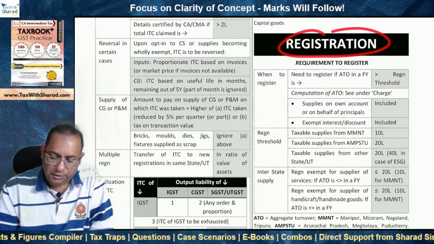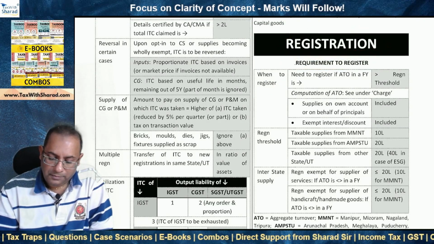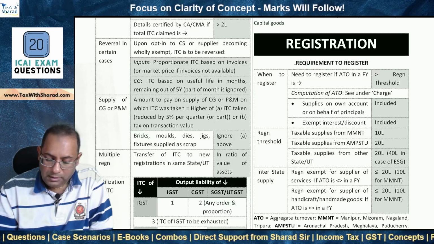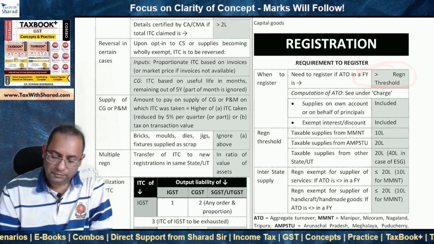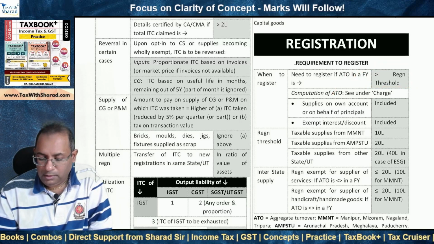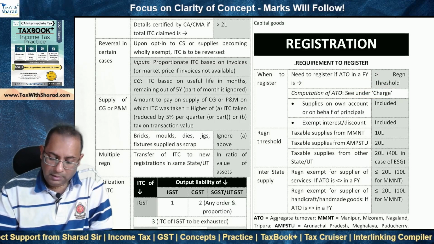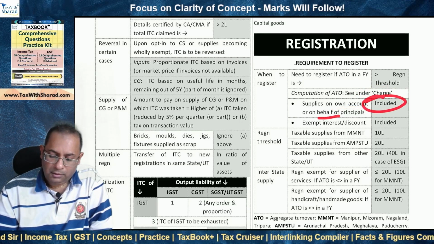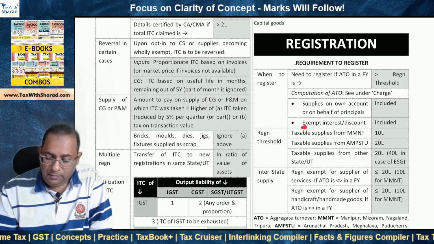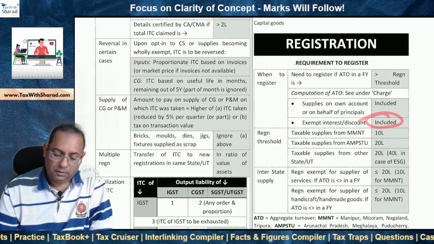We now come to registration. Requirement to register. When is a person required to register? The person is required to register if ATO in a financial year is more than the registration threshold. How do we compute ATO? We have already discussed this under the chapter on charge. But there are 2 special points here. Supplies on own account or on behalf of principals are required to be included. Exempt interest or discount which is exempt is also supposed to be included.